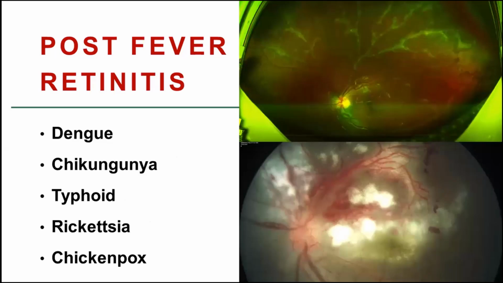Coming to the last entity, dengue retinitis, or post-fever retinitis, which could be dengue, chikungunya, typhoid, rickettsia, chickenpox, Epstein-Barr virus. These are the various entities which can be vision threatening. Most of the cases are RNA viruses, so PCR is quite helpful in diagnosis, and the Weil-Felix test can be done in rickettsia.